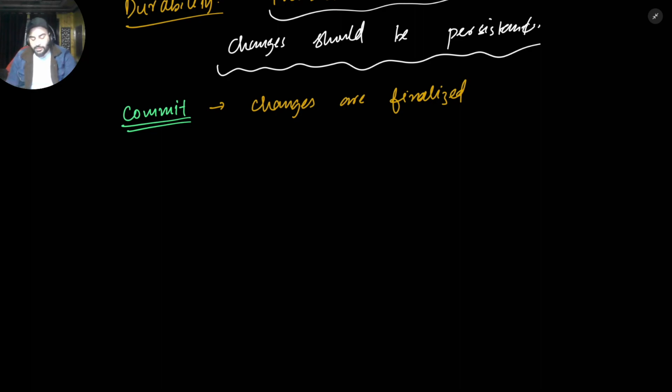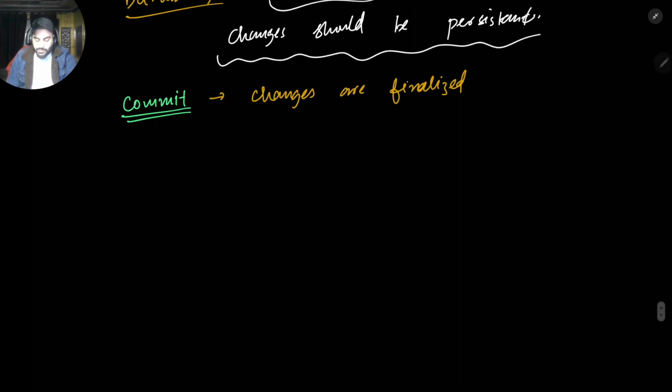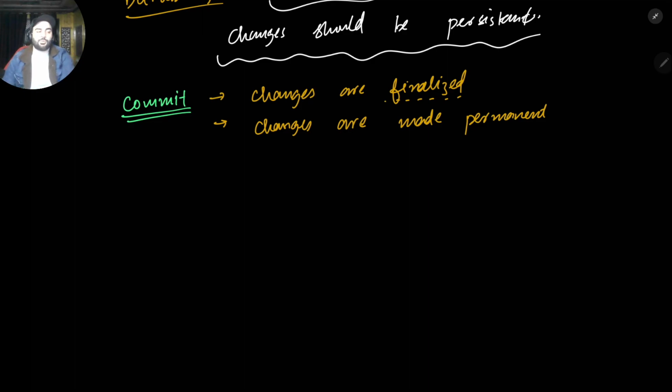So what is the effect of this? The effect is that these changes now become finalized. Changes are made final. Changes are made permanent. When you think that the transaction is finalized and you want to make a permanent change, you will call this commit. When will you do it? You will do it when you think that the transaction is finalized. So the effect of commit is that changes are permanent.